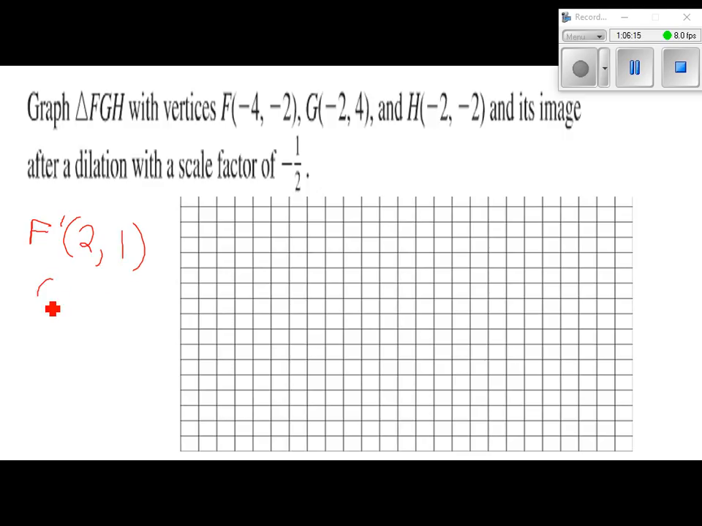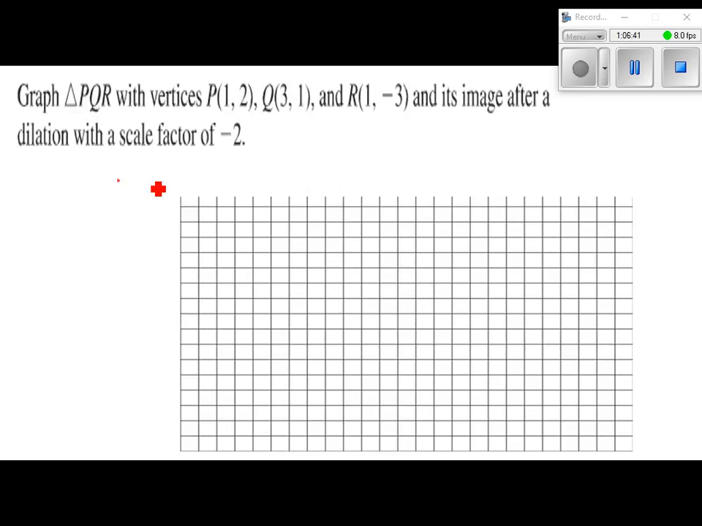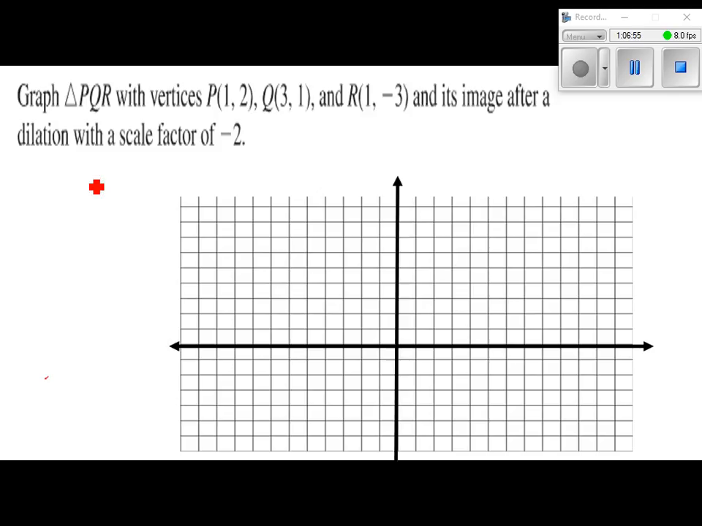1. What's G prime going to be? 1, 2. Close. 1, negative 2. What's H prime going to be? 1, 1. You graph those new points and it's going to do all the flipping and everything for you. But that's what you got to do first, is find those new points. What's negative 2 going to do to the shape? Make it a positive 2. Make it bigger, and it's going to flip over the center point, probably 0, 0 if we're on a graph.